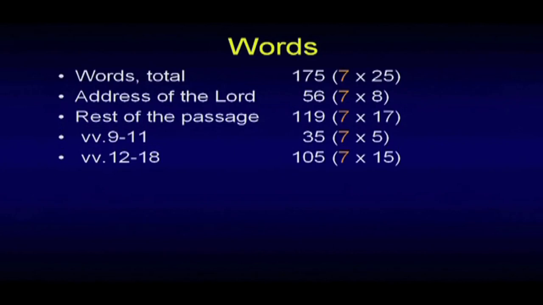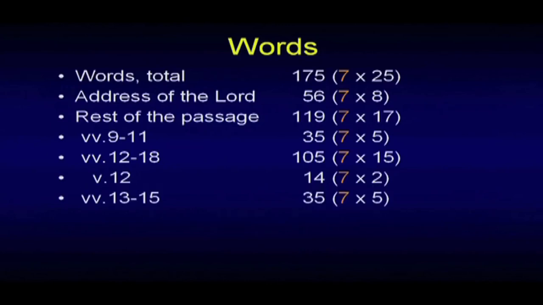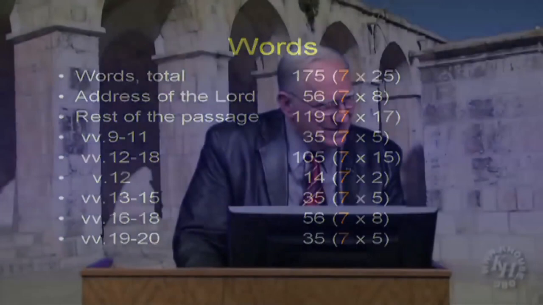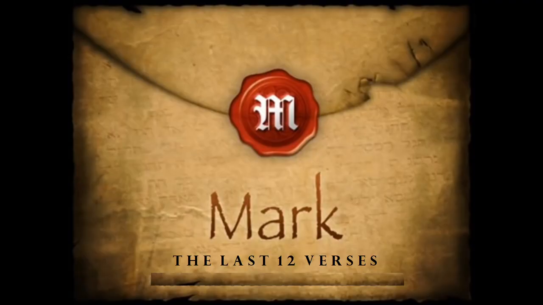Verses 9 to 11, that's one way to parse this, is a multiple of 7 exactly. 12 to 18, multiple of 7 exactly. Verse 12, multiple of 7 exactly. 13 to 15, multiple of 7 exactly. 16 to 18, multiple of 7 exactly. The conclusion, the last two verses, multiple of 7 exactly. Anybody want to speculate that this was just a statistical accident? I don't think so.